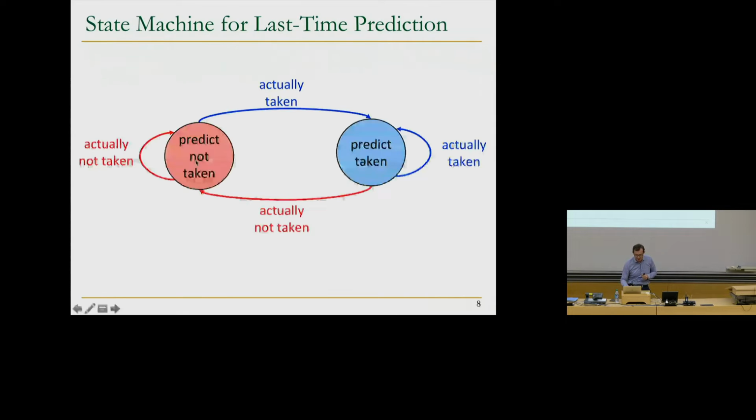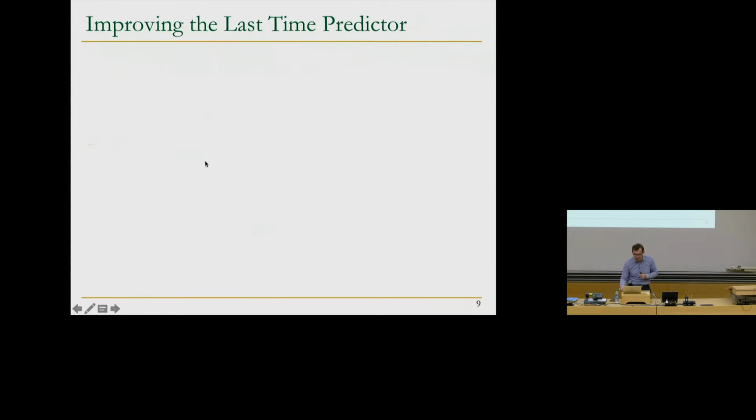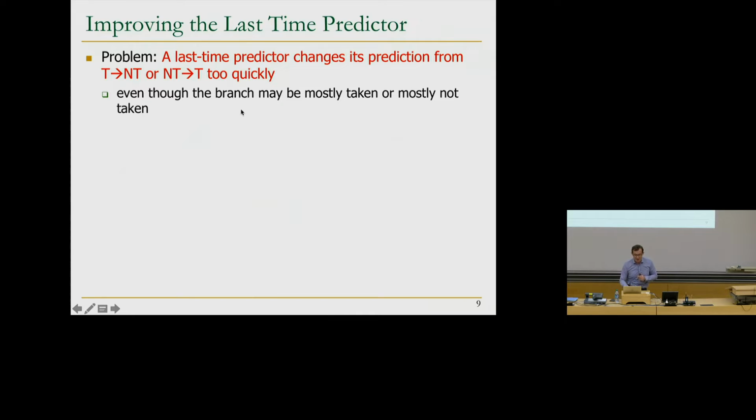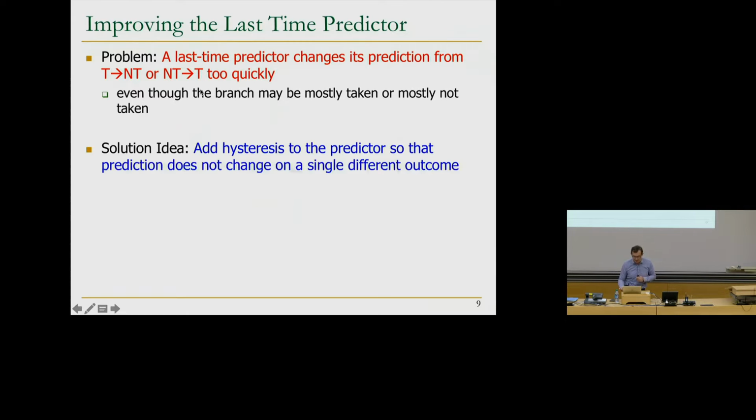You move from here to here, or here to here, if the branch is actually not corresponding to your prediction. This may not be a good thing in all cases. Actually, in most cases, it's not a good thing, as you've seen with the taken, not taken, taken, not taken behavior, right? So you don't want to do this even though the branch may be mostly taken or mostly not taken. Basically, this is done even though that's the case.